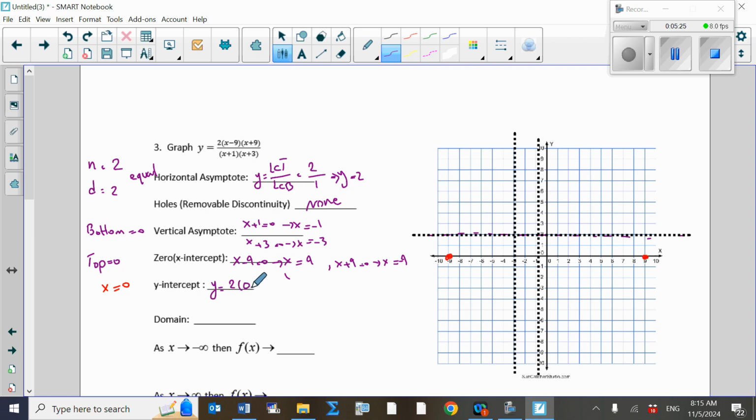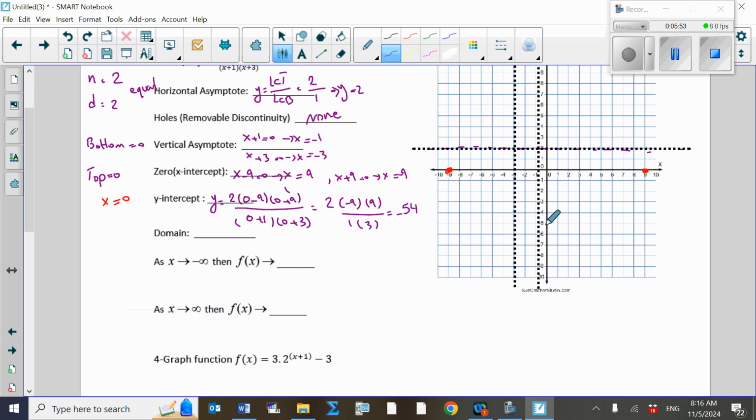So 2 times 0 minus 9, 0 plus 9 over 0 plus 1, 0 plus 3. Okay, so it's going to be 2. 0 minus 9 is negative 9. 0 plus 9 is 9. 0 plus 1 is 1. 0 plus 3 is 3. If you use your calculator, this is going to be equal to negative 54. So I have a y-intercept down here at negative 54.